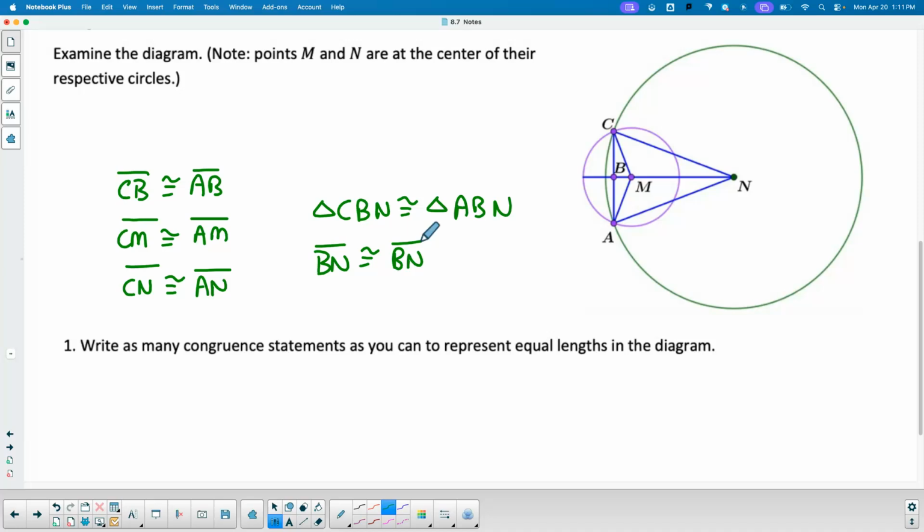Two more. Angle, side, angle. And somebody else? Side, angle, side. Side, angle, side. So which one of these is that? It's a side case. Yep. Okay. All right. Love it.